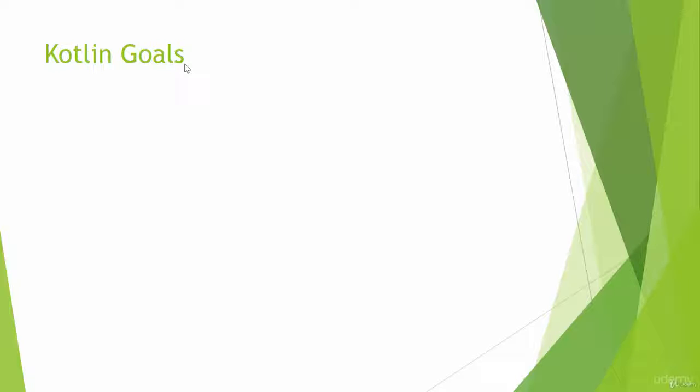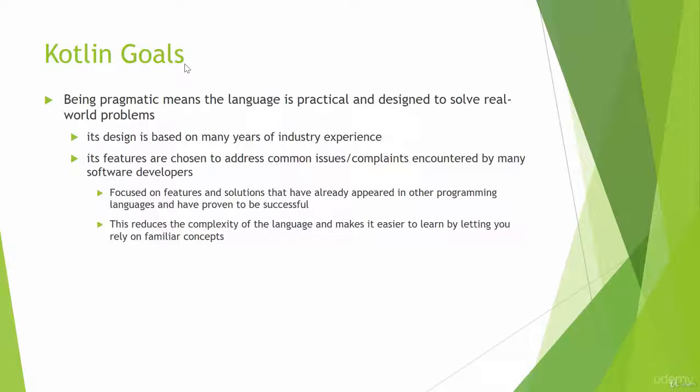The goals of Kotlin we just mentioned, and what these goals mean are, Kotlin has a goal of being pragmatic. And what that means is the language is practical and designed to solve real-world problems. Its design is based on many years of industry experience. Its features are chosen to address common issues and complaints encountered by many software developers. So it focuses on features and solutions that have already appeared in other programming languages and have proven to be successful. It greatly reduces the complexity of the language and makes it easier to learn by letting you rely on familiar concepts. So the pragmatic part of Kotlin is very, very important.